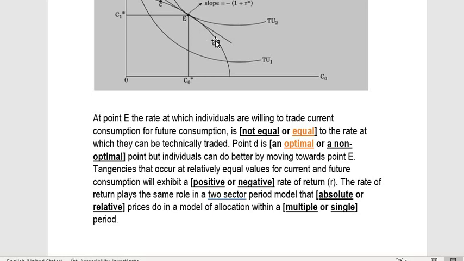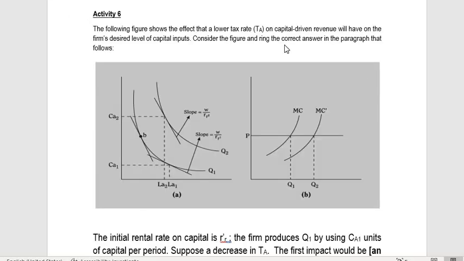And then point D is a point on the curve, and everything that is on the curve is optimal, but because of this tangency, this is the most efficient point. Tangencies that occur at relatively equal values for future consumption and current consumption will exhibit a positive rate of return. The rate of return plays the same role in a two-period model that relative prices do in the model of allocations within multiple periods. And that would be all for activity 5.